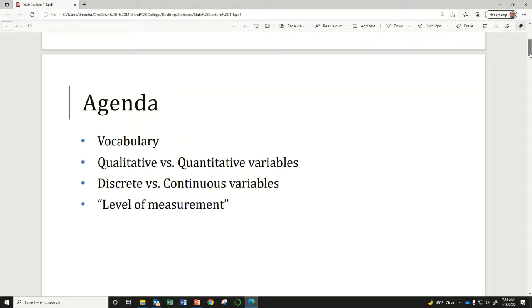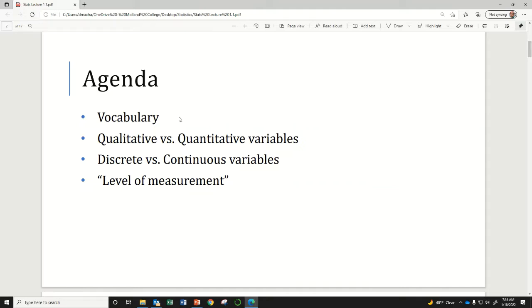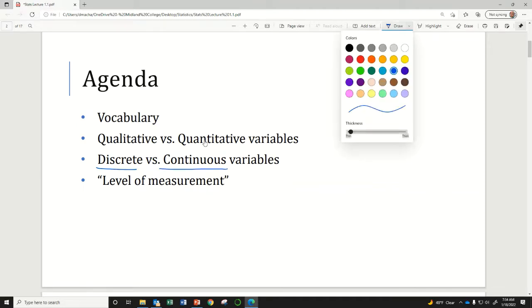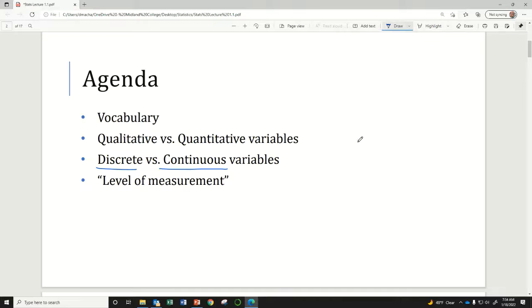Okay, so during this short video we're going to talk mostly about vocabulary, and we're going to talk about the difference between qualitative and quantitative variables. And we're going to talk about the difference between discrete and continuous variables. And we're going to talk about something called level of measurement. There's 4 different levels of measurement. We'll talk about the difference between those.